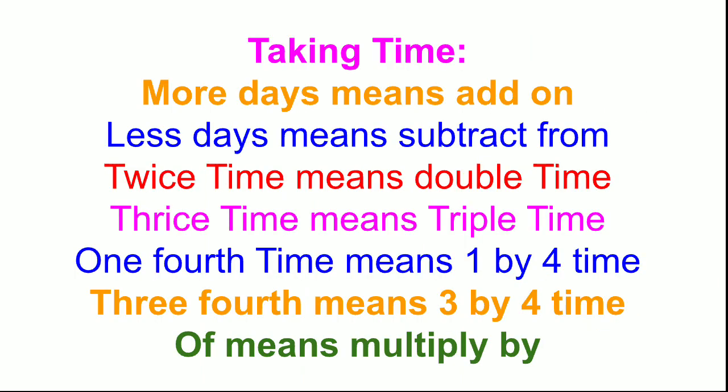Taking time. More days means add on, means in the previous value you have to add that many days more. Less days means subtract from the previous value. Twice means double time. Thrice means triple time. 1/4 means 1/4 time. 3/4 means 3/4 time. Of means multiply by.